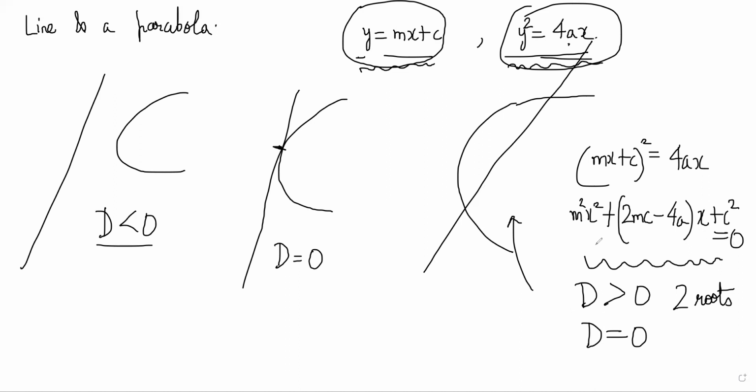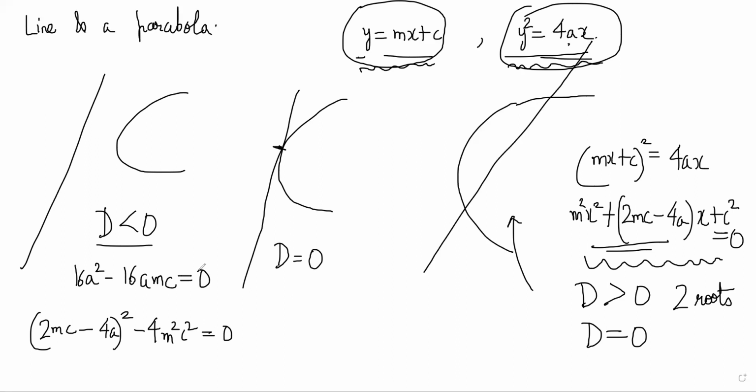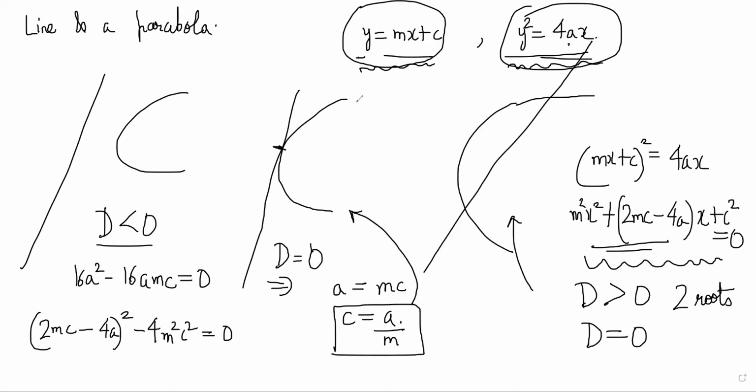So if you apply now the discriminant, you will say that (2mc minus 4a) whole square minus 4m square c square should be equal to 0 for tangent, and you will get here 16a square minus 16amc is equal to 0. So that means a is equal to mc, or c is equal to a by m, right? So for a tangent condition, we get c is equal to a by m.